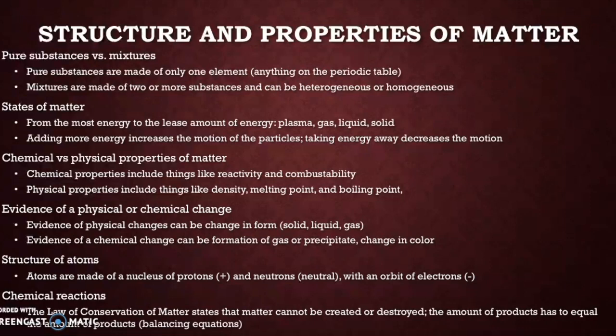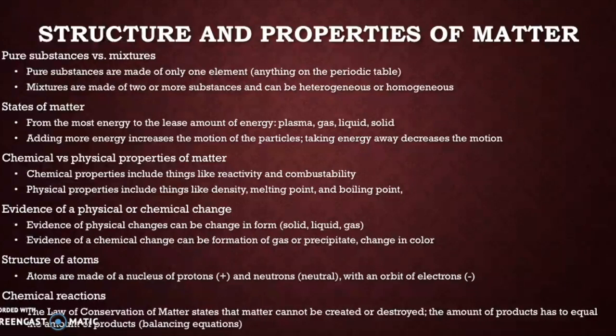So with pure substances, that was really talking about your elements, so anything on the periodic table, and then compounds, which are 2 or more elements together. Mixtures are a little bit different because they can be separated by physical means, but it's 2 or more substances. They can be heterogeneous, which means the particles are not spread evenly throughout, and homogeneous, which means the particles are spread evenly throughout.